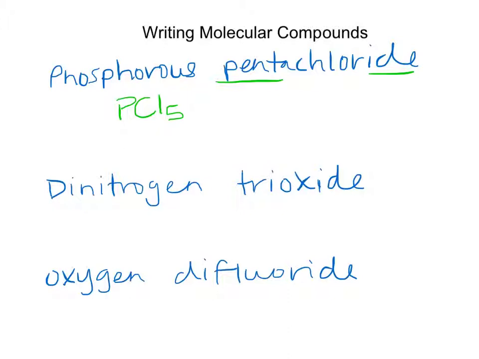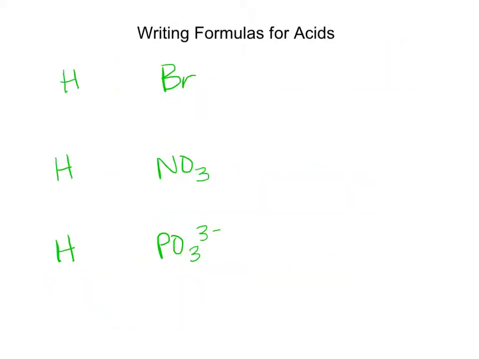Now if we look at the second one here, notice now we have a prefix on the nitrogen, so it's going to be N2, meaning that there's 2 nitrogens, and then trioxide, so I'll have 3 oxygens, O3. And this last one is oxygen difluoride. So again, just 1 oxygen, write my F, and then 2 because of the prefix di here.